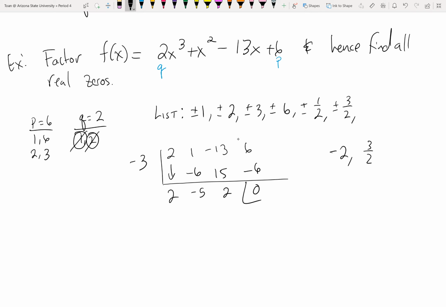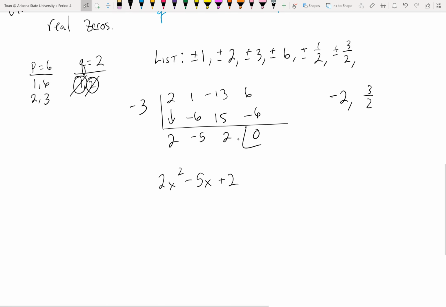Now recall that synthetic division will reduce your polynomials by 1 degree. So we started with x cubed, so these coefficients would be 2x squared minus 5x plus 2. Notice it's a regular quadratic. The moment it's a regular quadratic, you don't need to do anything fancy. No more p's and q's. Just go back to your good old quadratic knowledge.